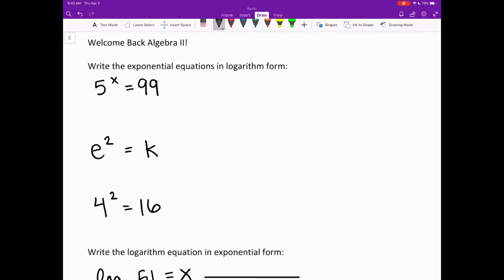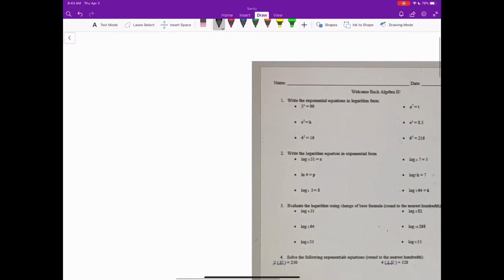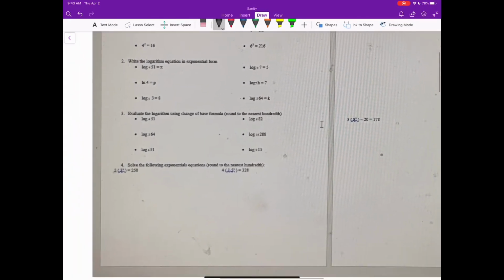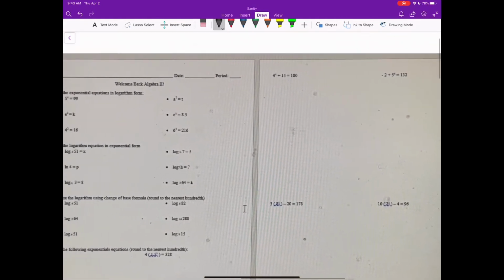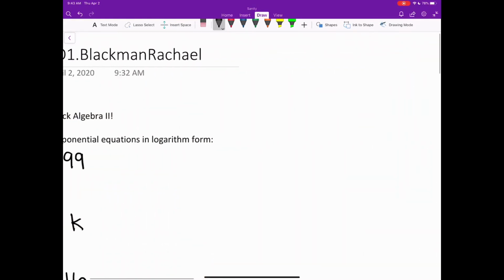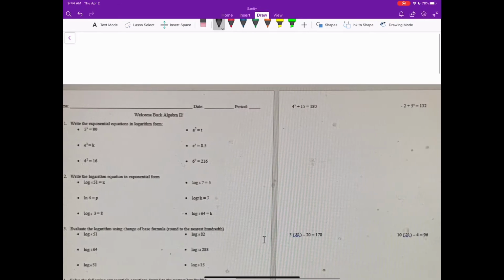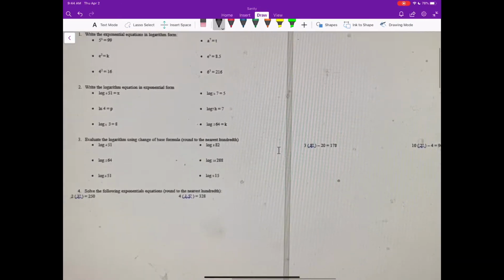So, this assignment, which is going to be available on Google Classroom, I will post it later. It's going to look like this. If you complete all of that in its entirety and you email it to me, using this title, algebra2.lo1, and then your last name and your first name, email it to me, scan it, take a picture, upload it to Google Docs. However you want to do that, that's fine.